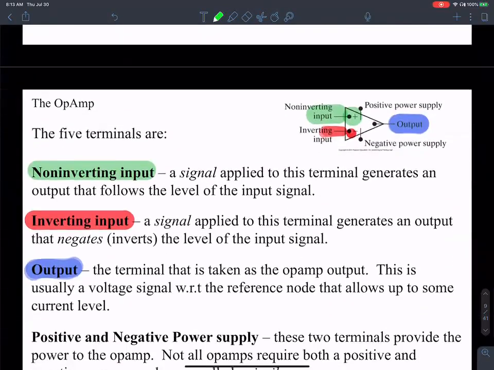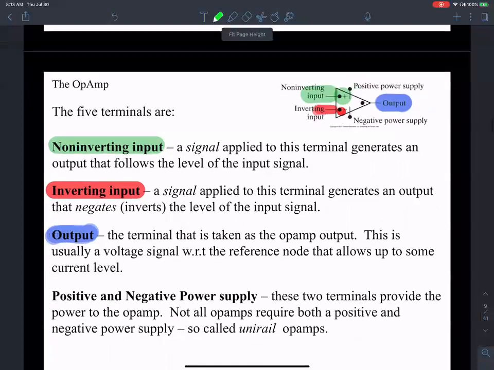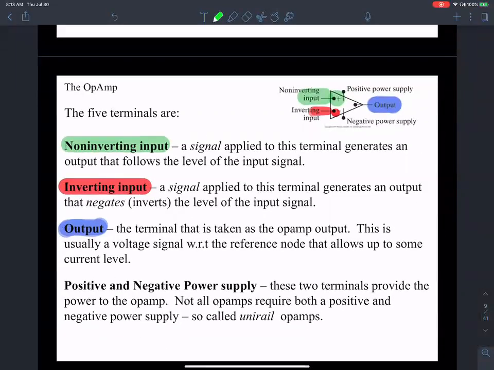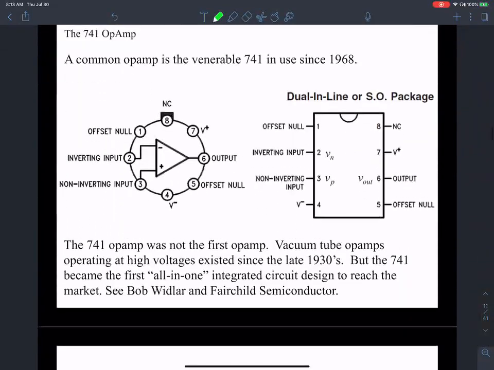So the positive input is called the non-inverting input, the negative input is called the inverting input, then there is the output. Of course, there's the positive power supply and the negative power supply. Here is a 741 practical op-amp. In the good old days, it was used left and right as a building block for many applications. But now this op-amp is mostly used for instruction, class, and lab purposes.